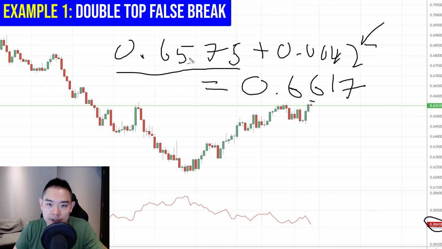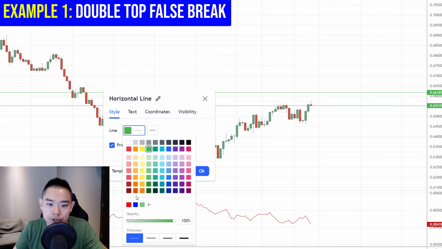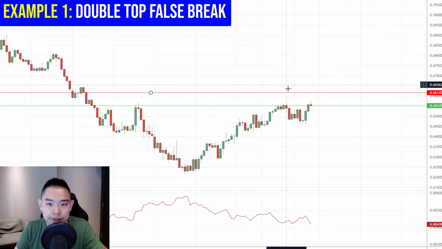And you know, you take 6575 plus 42 pips, you get 6617. So let's see where 6617 is. 6617 will probably be, let's change this to rate to signal our stop loss, 0.6617. Okay, so our stop loss is over here, this red color line. Great. Now what about target?